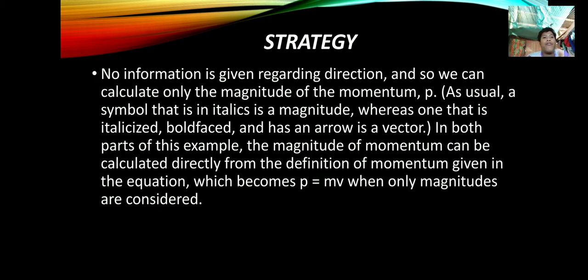Take note that no information is given regarding the direction, so we can calculate only the magnitude of the momentum, denoted by small letter p. As usual, a symbol that is italic is a magnitude, whereas one that is italicized boldface with an arrow is a vector. In both parts of this example, the magnitude of momentum can be calculated directly from the definition of momentum, which becomes p is equal to m times v when only magnitudes are considered.